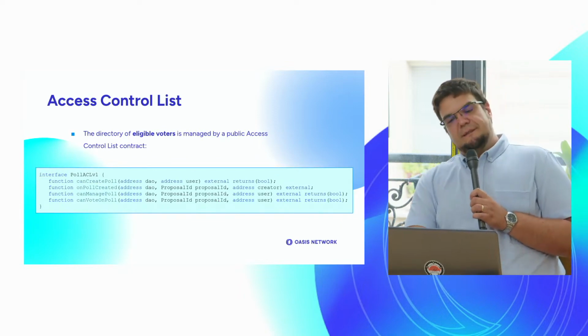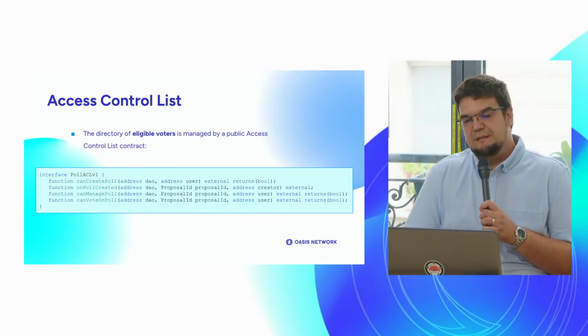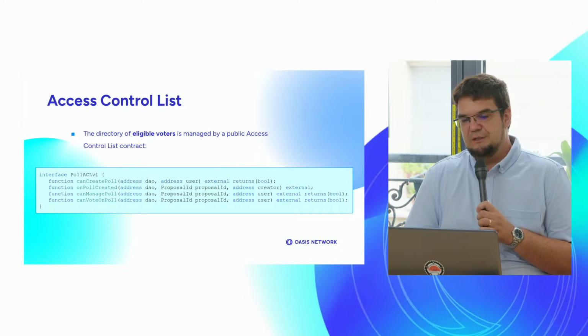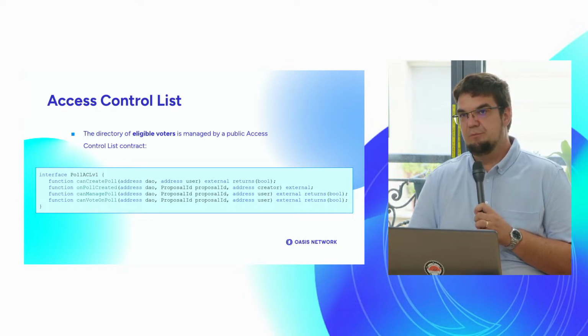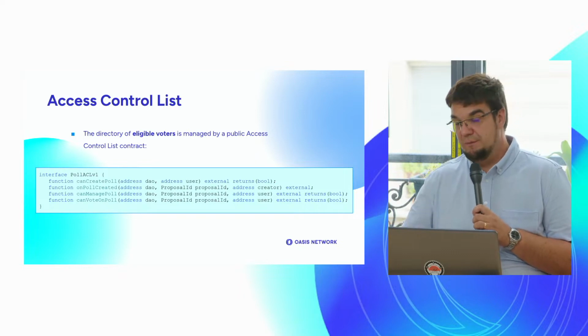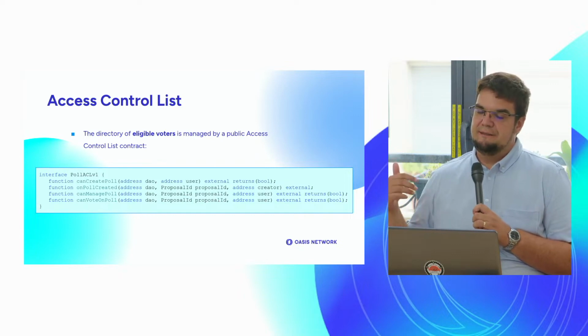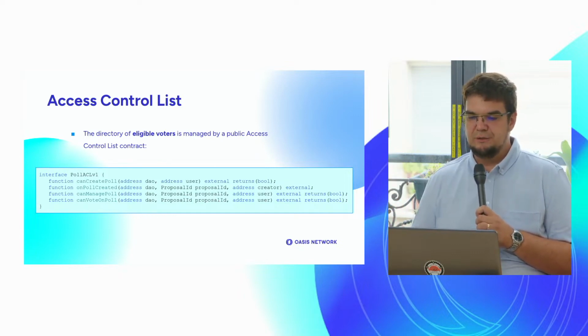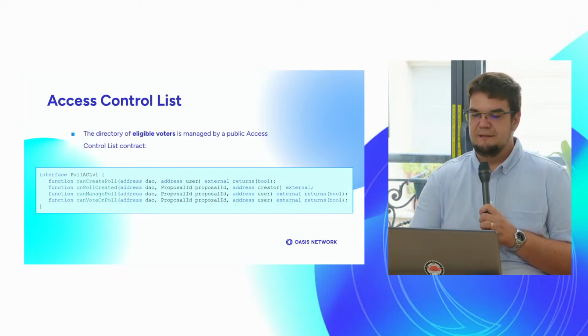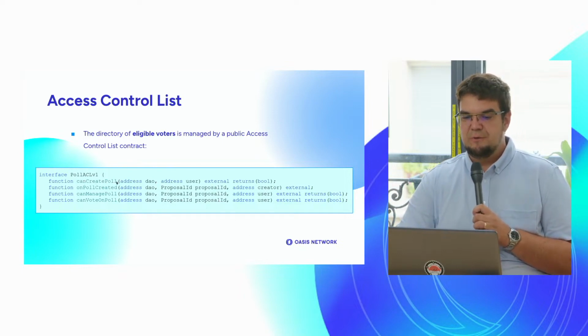Okay, now another structure I'd like to present is the access control list. So I mentioned the eligible voters. Here there are multiple roles. It's not only the voters, it's also the poll managers, like who can manage the poll, who can create it, who can close the poll. And we just define the interface, and the DAO can then use any concrete access control list implementation which implements this interface. So basically: can create poll, can manage poll, can vote on poll.